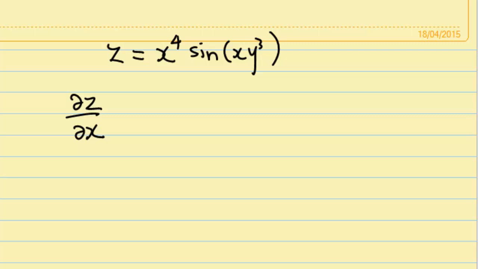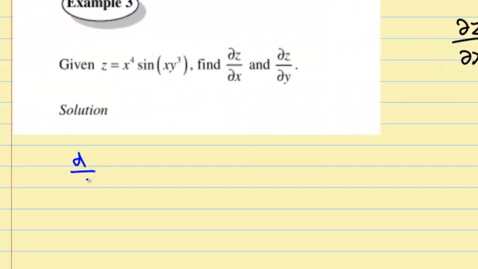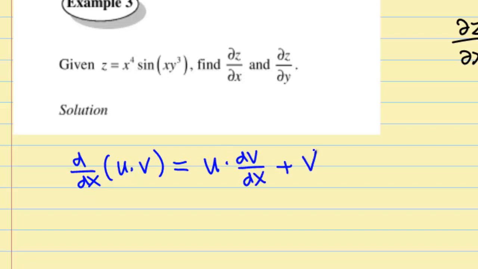Notice that z is a product of two terms involving x, u and v. Therefore, when you do the partial differentiation, you must use the product rule. Let's recall the product rule first. Remember, differentiation of u times v is equal to u times dv dx plus v times du dx. This is called the product rule of differentiation.